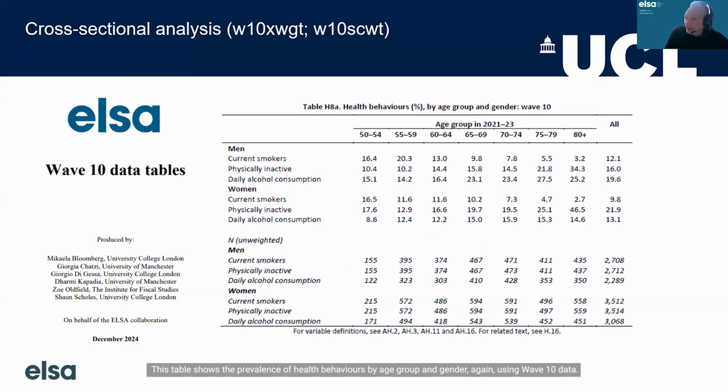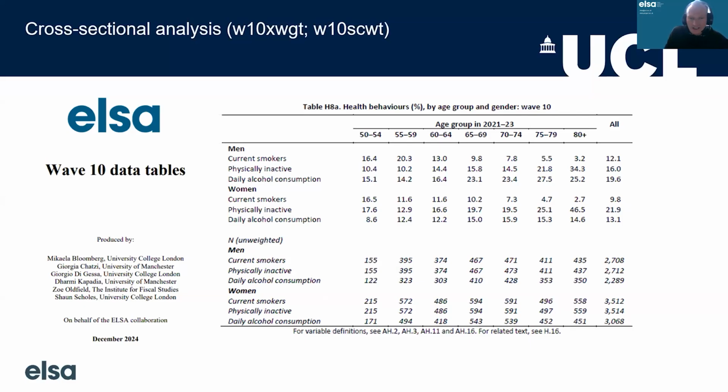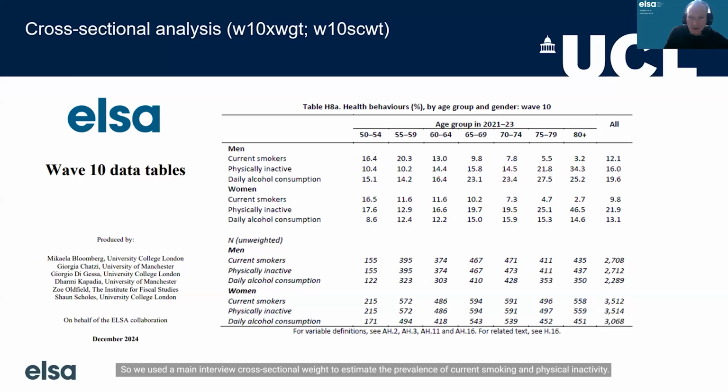This table shows the prevalence of health behaviours by age group and gender, again using wave 10 data. The analytical sample is the same as the previous table. All core members who were productive at wave 10, living in private households in England. Data on smoking and physical activity was collected during the main interview. So we used the main interview cross-sectional weight to estimate the prevalence of current smoking and physical inactivity.